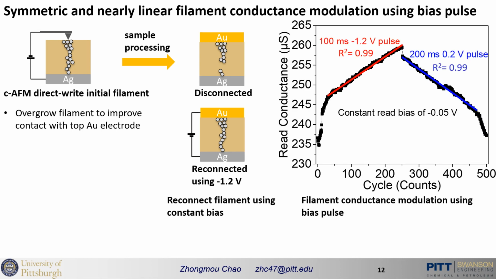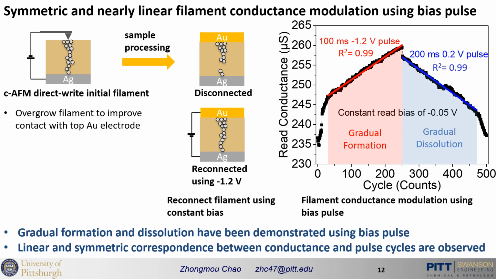As shown in the figure on the right, the conductance of filament was measured using negative 0.05 volt read bias. From cycle 31 to cycle 250, we can see a linear correspondence between read conductance versus write pulses, changing the conductance from 247 to 260 microsiemens. After 250 cycles of negative 1.2 volt pulse, we then switch to positive 0.2 volt pulse to dissolve the filament, and from cycle 251 to 470, the conductance decreases linearly.